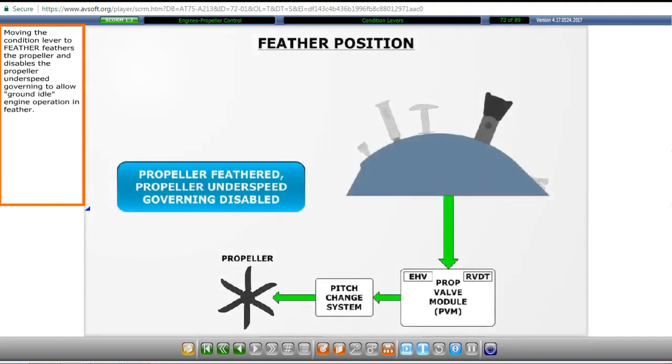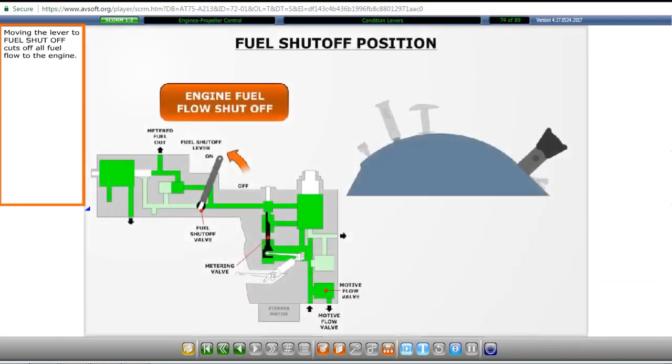Moving the condition lever to feather feathers the propeller and disables the propeller underspeed governing to allow ground idle engine operation in feather. Moving the lever to fuel shutoff cuts off all fuel flow to the engine.